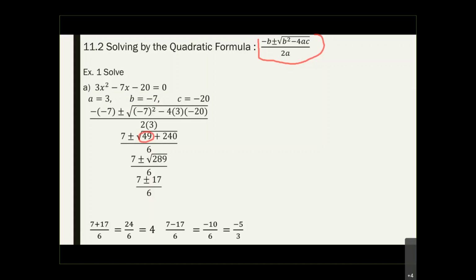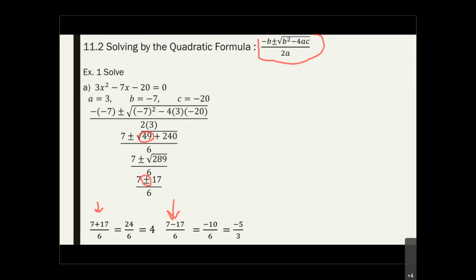Again, just a reminder, this plus or minus is to show you that we have a plus and we have a minus. So it's basically two problems. We're lazy and we write plus or minus at once, but it's actually two problems.